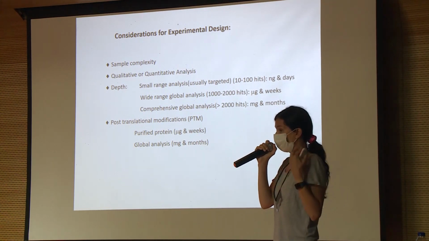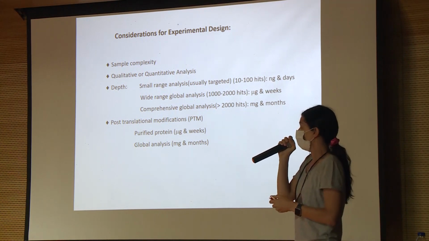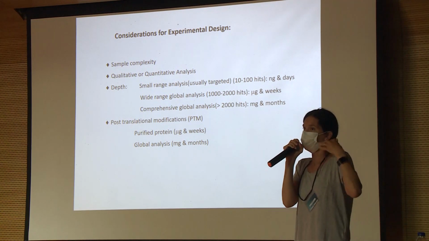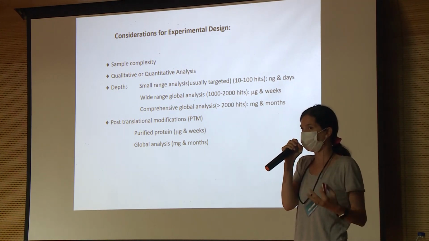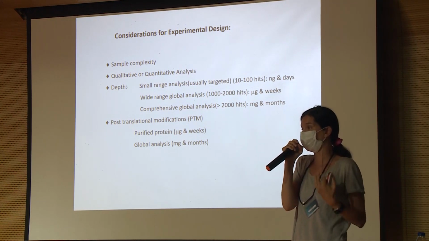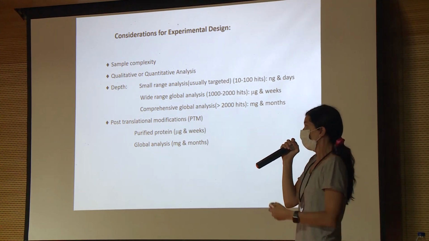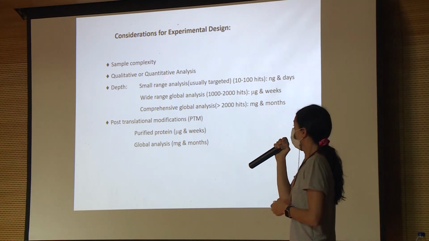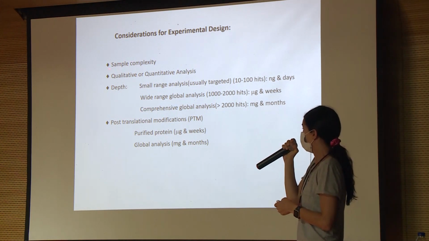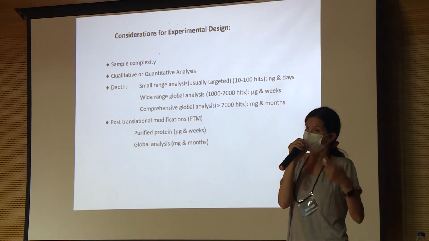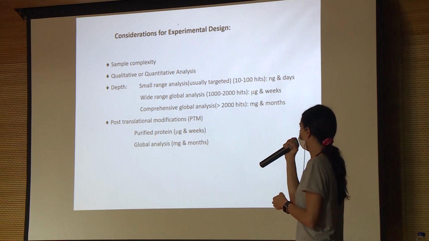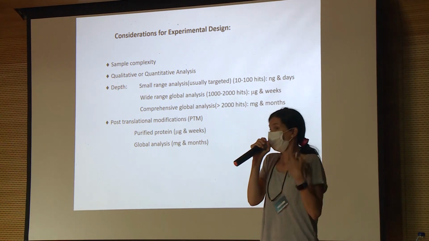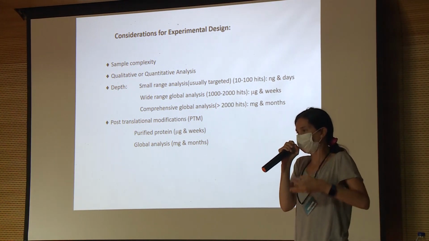One important thing that you have to bear in mind is the complexity of your sample. As I told you before, abundant proteins will always overshadow less abundant proteins, and they will prevent them from being detected. So it's important to take into account sample complexity when you are deciding on your experimental design. It's important to decide if you're performing a qualitative or a quantitative analysis. Of course, if you're going for a targeted or a shotgun approach, then it's important to determine the depth with which you want to dig into your proteome.